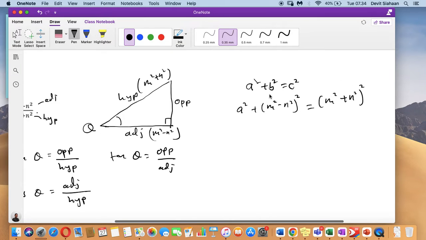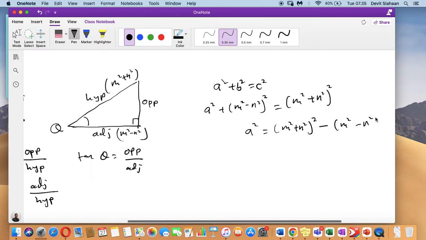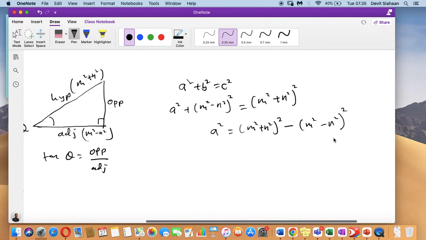Then let's move this one over there. The simple one is a square equals m square plus n square to the power of 2 minus m square minus n square to the power of 2. There are two methods for this case. You can expand this, which will be long, and you will deal with big indices, or you can use the smart move by using algebraic identities.